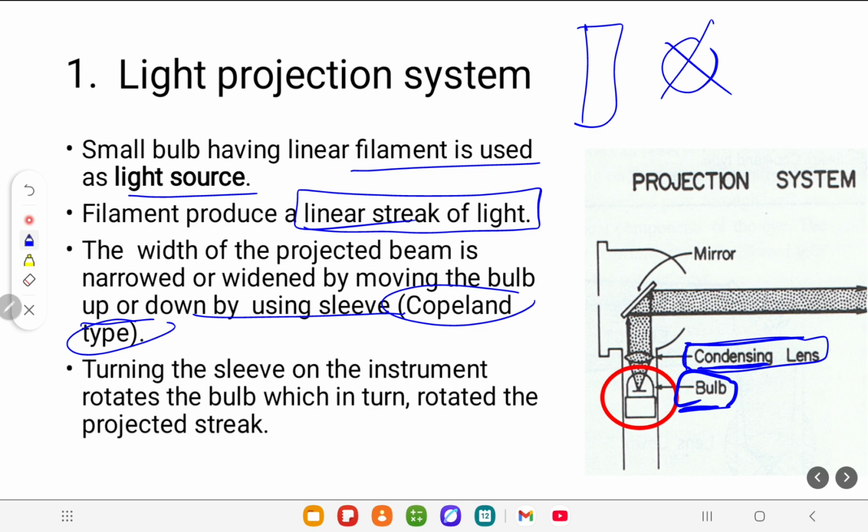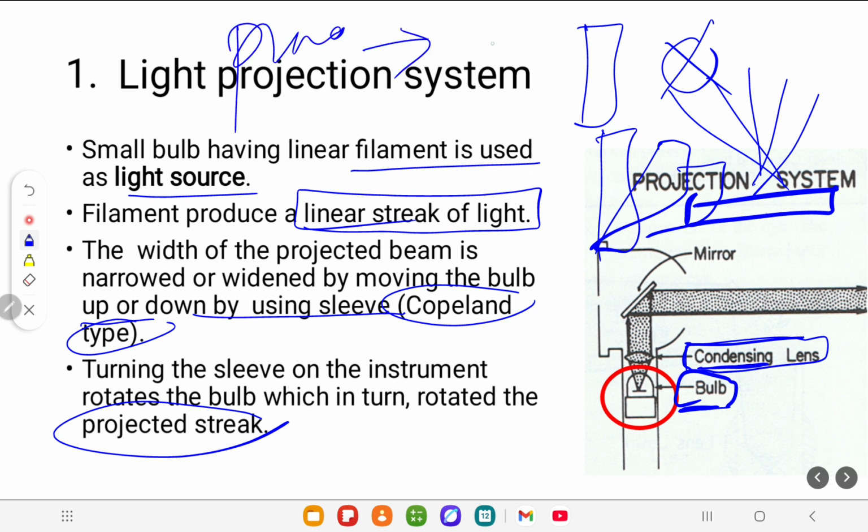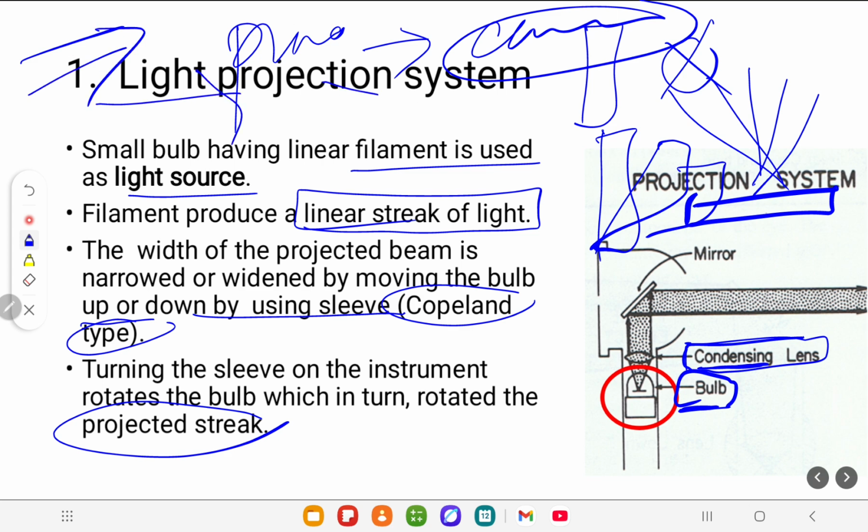So we will discuss turning the sleeve on the instrument, which rotates the bulb, which in turn relocates the projected streak. We can change the streak orientation, isn't it? We can change it to 90 degrees, or 120, 150 degrees, whatever, or horizontal. We can do whatever, and we can also change the vergence of the light. When we are changing the vergence of the light, basically we are shifting from the plano mirror effect to the concave mirror effect. And concave mirror means plus, which means light going from parallel moves to converging. So that's the concave mirror effect, and I'll discuss it.